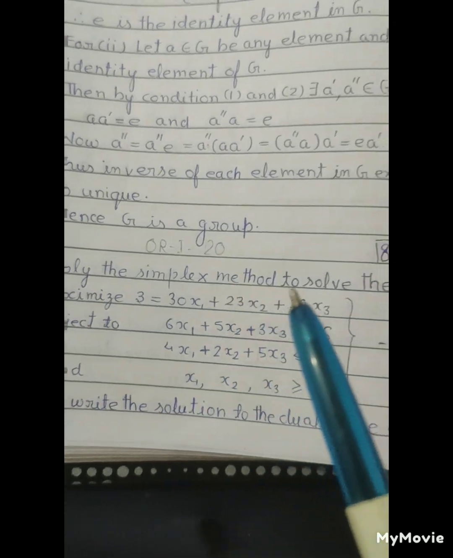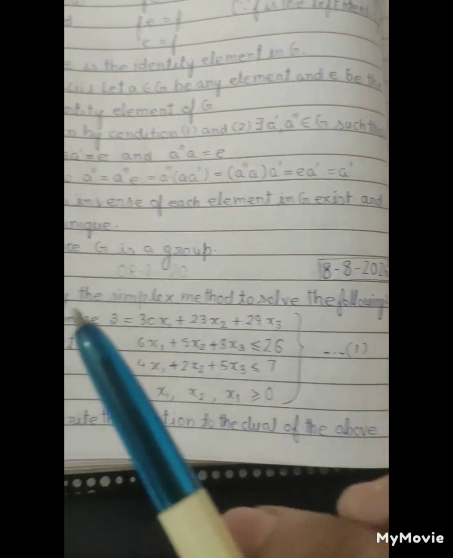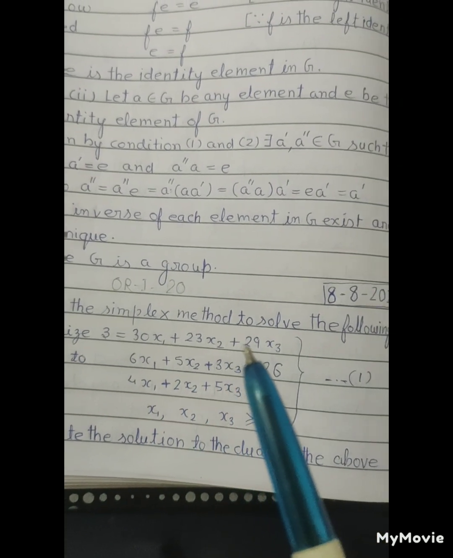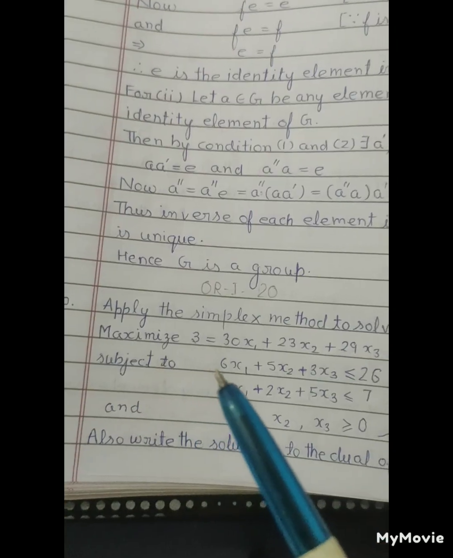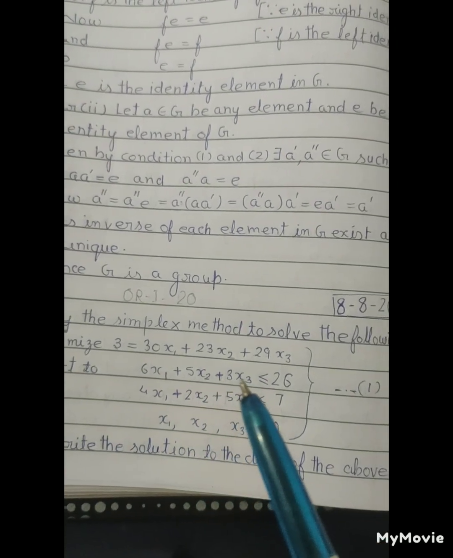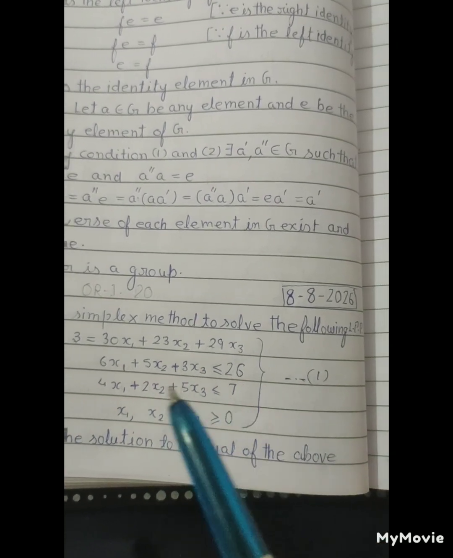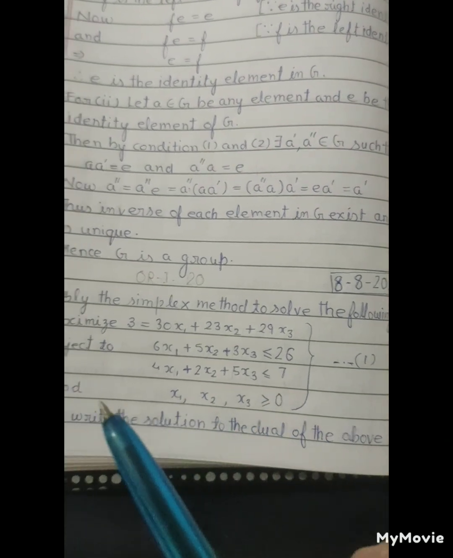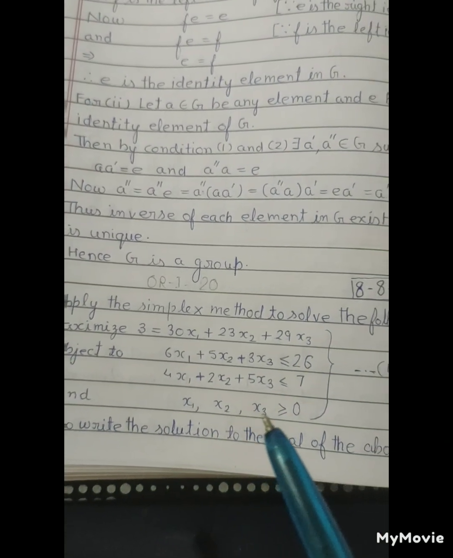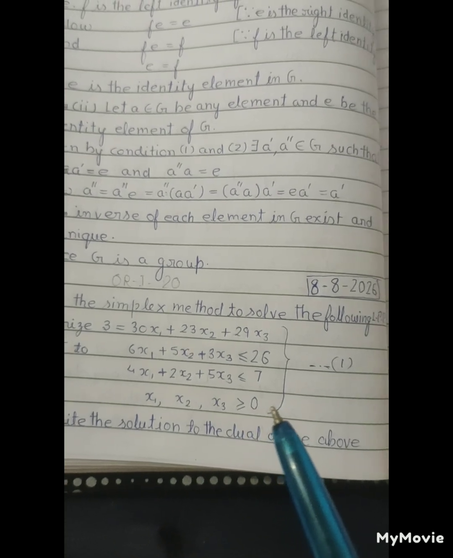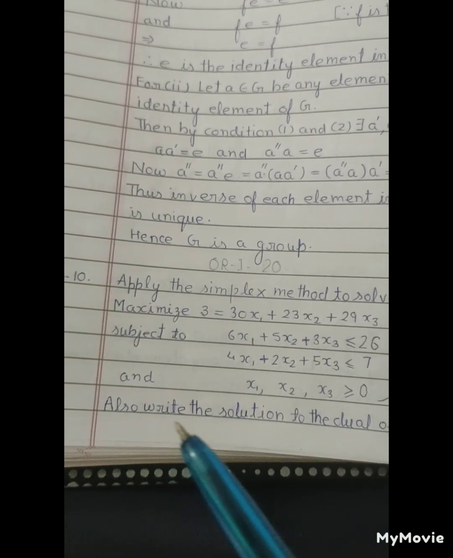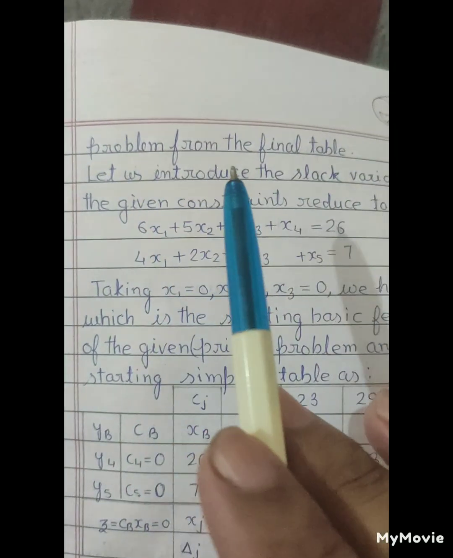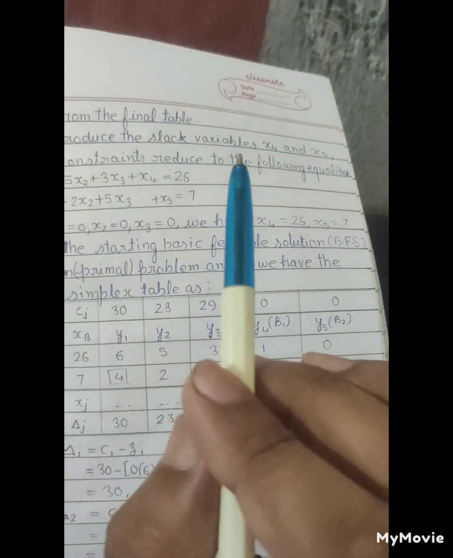Example: apply the simplex method to solve the following linear programming problem. Maximize z equals 13x1 plus 23x2 plus 29x3, subject to 6x1 plus 5x2 plus 3x3 less than or equal to 26, 4x1 plus 2x2 plus 5x3 less than or equal to 7, and x1, x2 and x3 greater than or equal to 0. Equation 1. Also write the solution of the dual of the above problem from the final table.